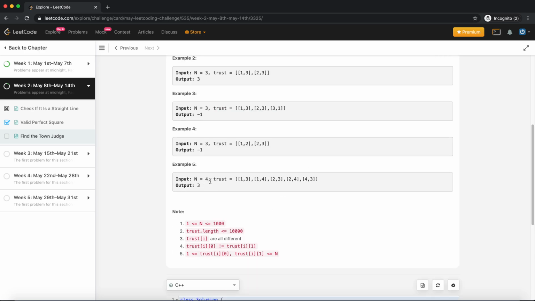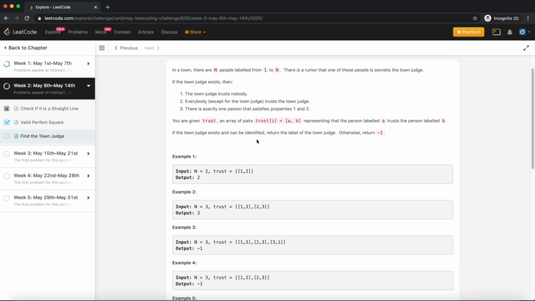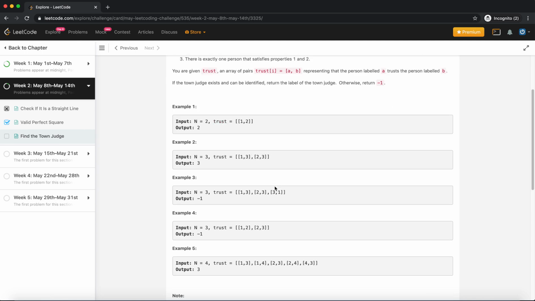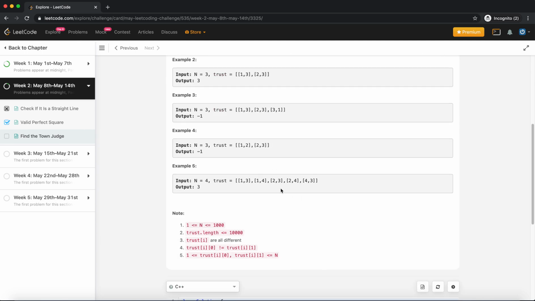Similarly, for n equals 4, we have 4 people, 1, 2, 3, 4. The answer is 3, because 3 is being trusted by 3 people, 1, 2 and 4, and 4 is trusted by only 2 people. That's fine. If 3 was present in the first place, then it would negate the first property, as the town judge trusts nobody, so we would have written -1.